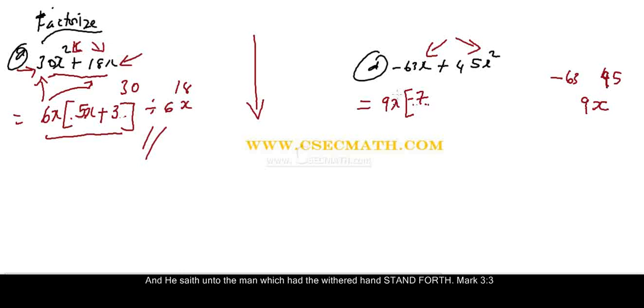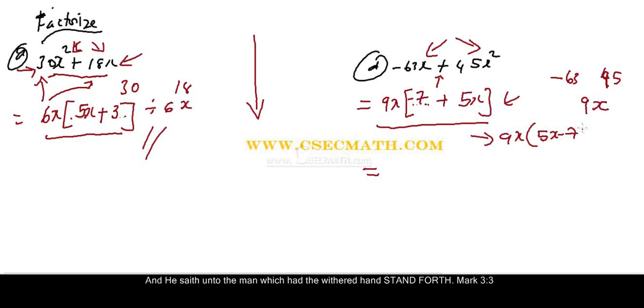So negative 7 times 9x would give me negative 63x. The sign that I see here is positive. I retain it as it is. Then the number which I need to place here should be 5x, because 5x times 9x gives me 45x squared. Now having said that, this particular solution, you can write the solution as 9x multiplied with 5x negative 7.